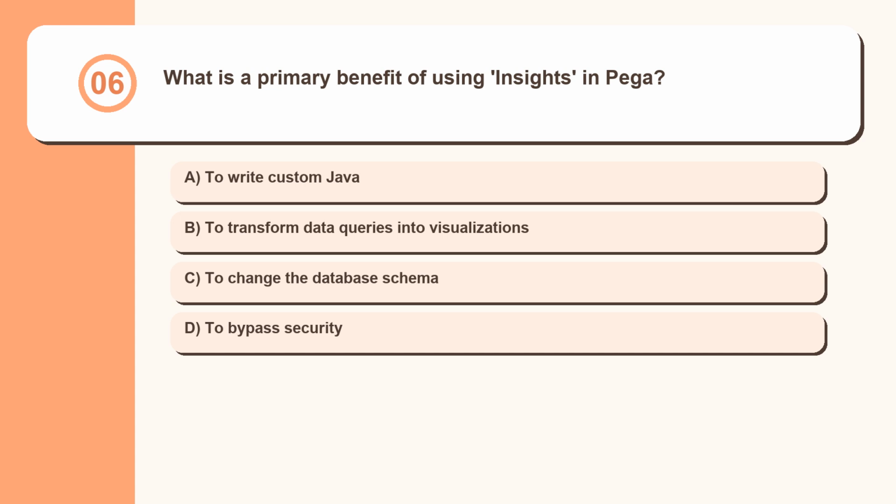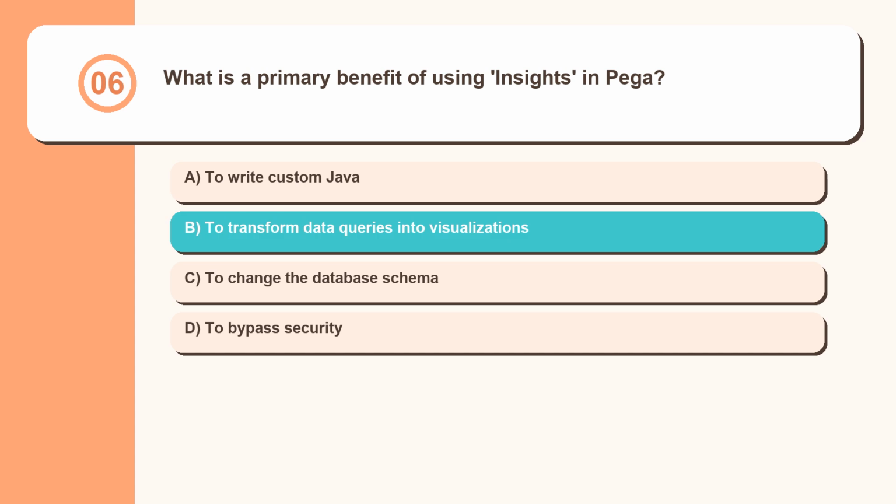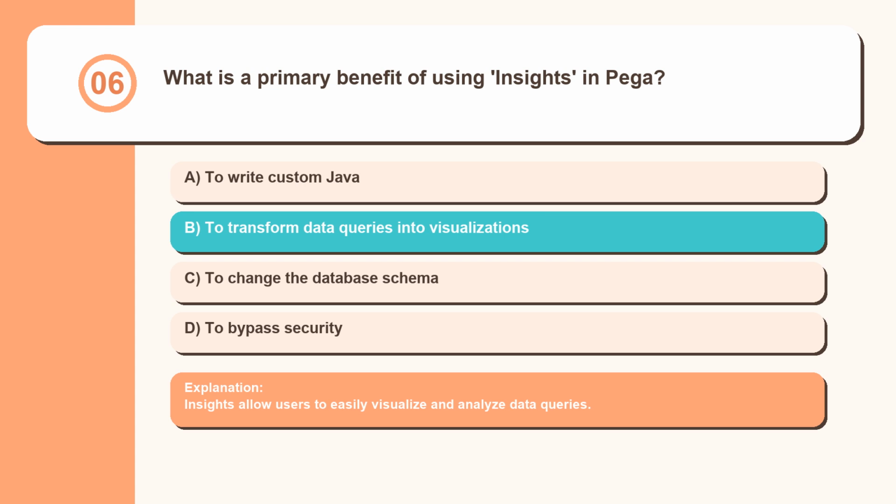Question 6. What is a primary benefit of using insights in Pega? To write custom Java, to transform data queries into visualizations, to change the database schema, to bypass security. Insights allow users to easily visualize and analyze data queries.